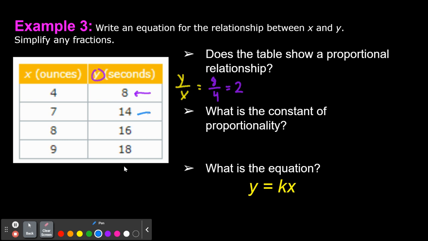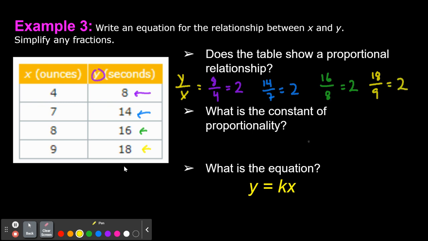Check our next one here. 14 over 7. That reduces down to 2. Looking good so far. Take a look here. 16 over 8. That reduces down to 2. And finally, 18 over 9. And that reduces down to 2.